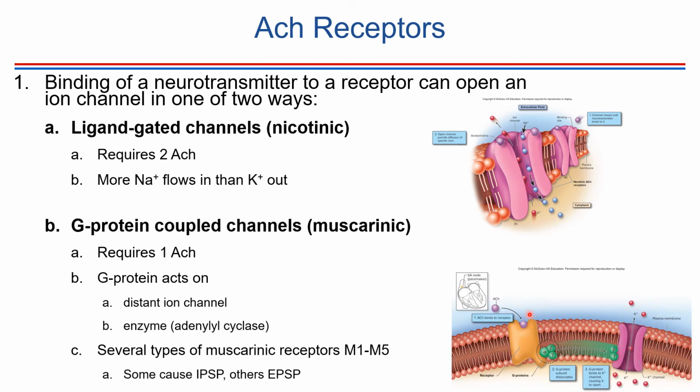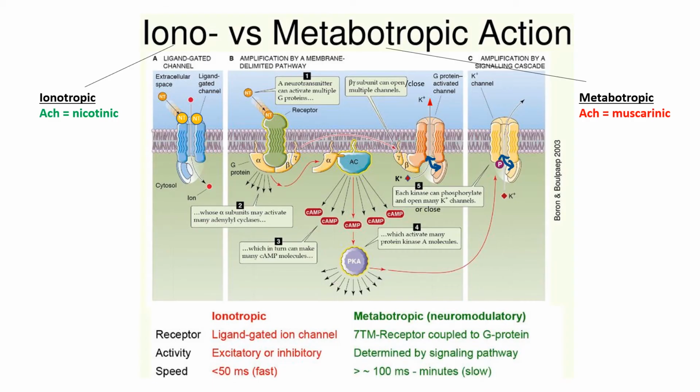And then we've got our G protein coupled channels, which are muscarinic, only requires 1 acetylcholine. And it's going to cause not an action here, but it's going to cause a distant channel to either open or close. I'm going to show you one more slide that's going to kind of detail this whole thing together. So don't let it blow you away when you first see it, but we're going to walk through it slowly. So let's take a look at this slide here. We've got a direct comparison between our ionotropic receptors and our metabotropic receptors, which are going to have 2 different ways of affecting the cell.